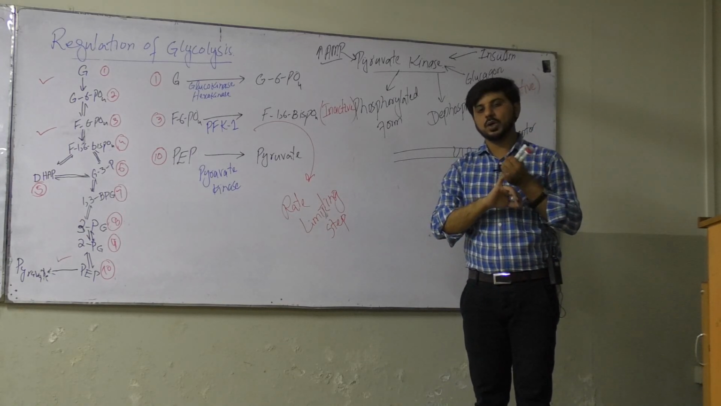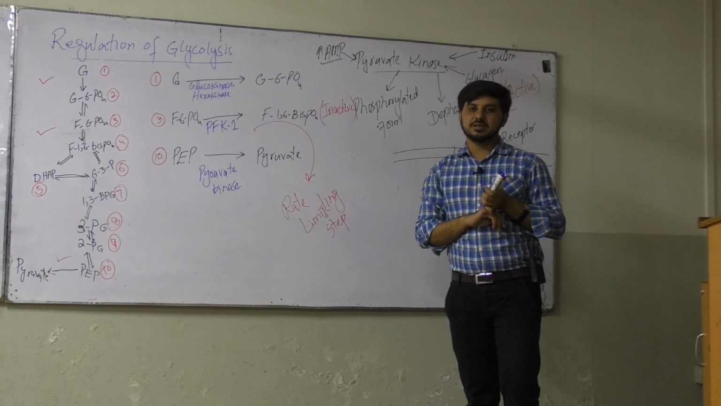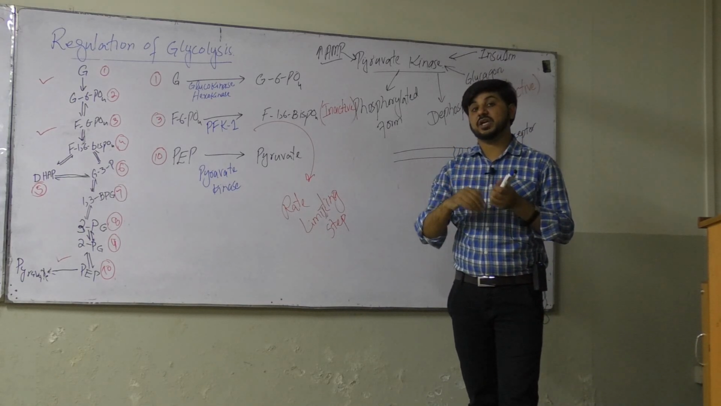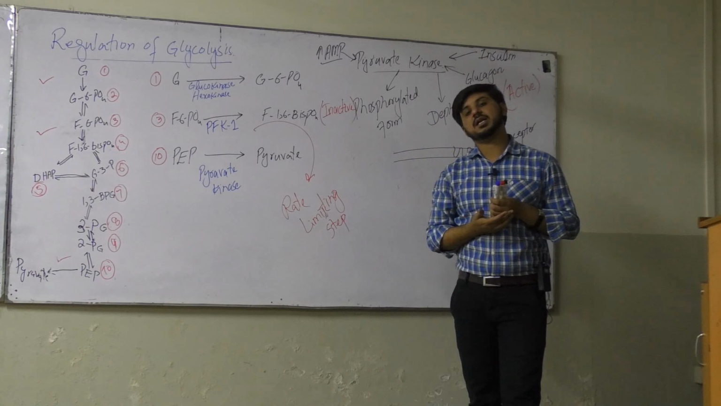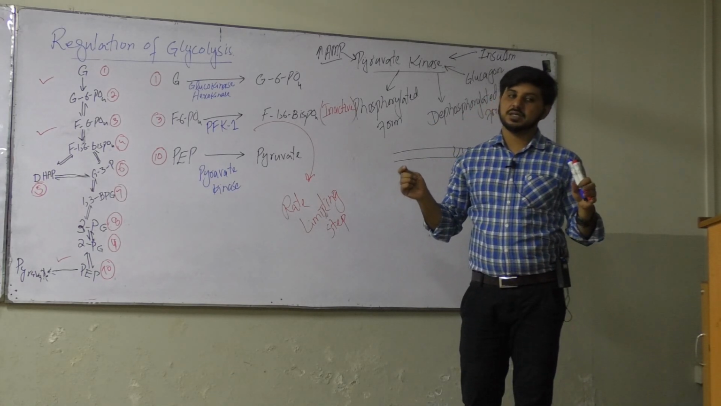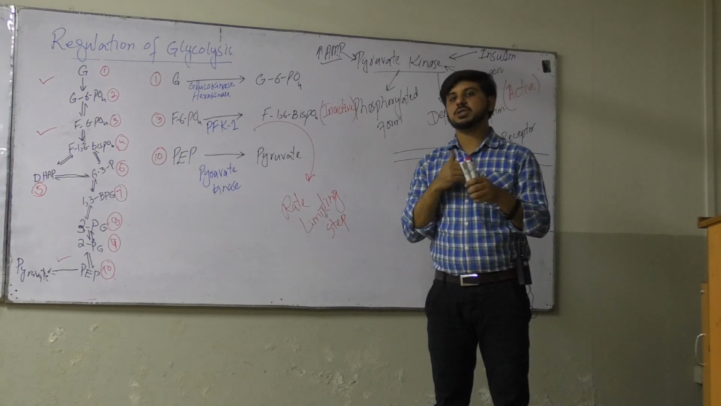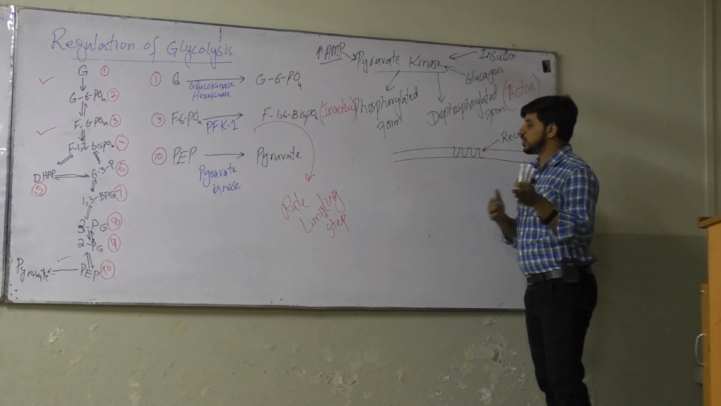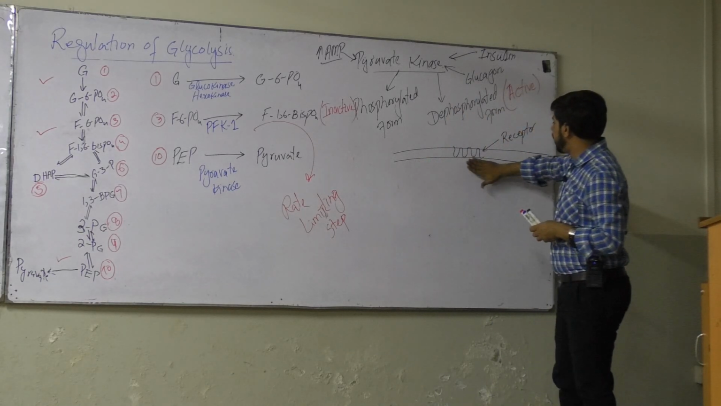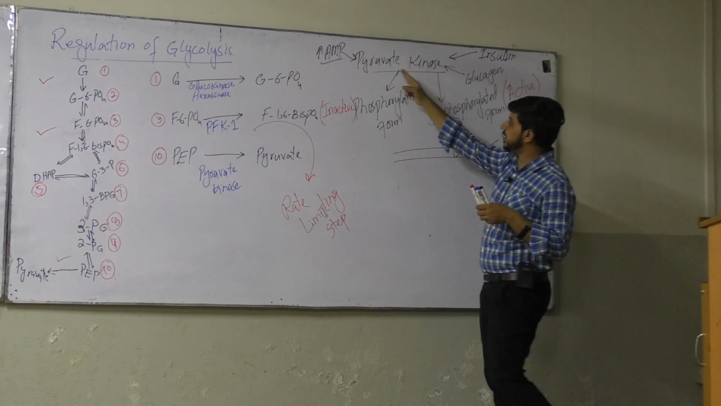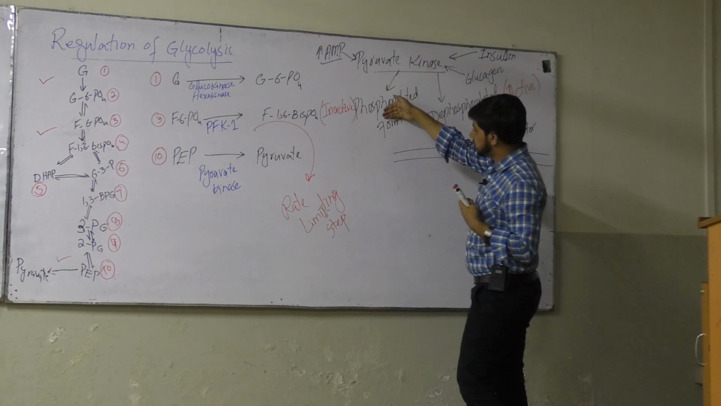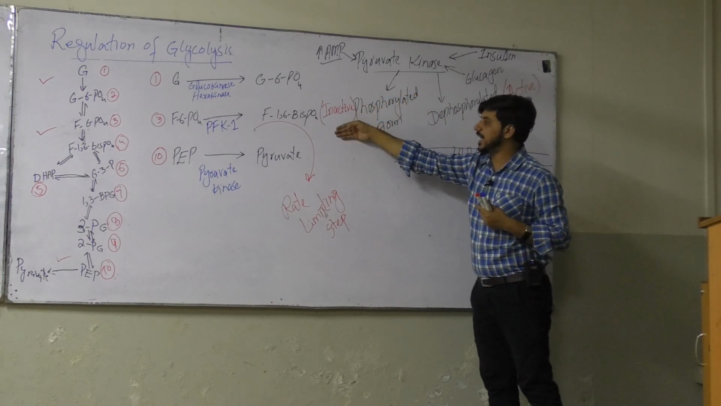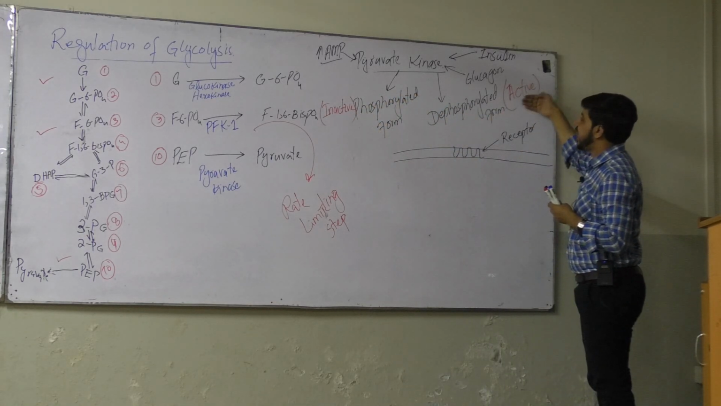Whenever we have to lower the levels of glucose, we have to utilize that glucose. And whenever we have to increase the level of glucose, we don't need to utilize it, but we need to synthesize new glucose. So this is the difference between the action of insulin and glucagon. In this example, I'm going to explain the pyruvate kinase, which exists either in the phosphorylated form or the dephosphorylated form. Phosphorylated is the inactive form and dephosphorylated is the active form.